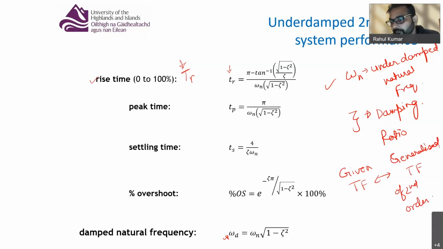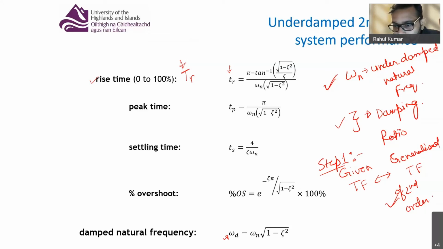Okay. So step number 1 for using these formulas would be to calculate the value of omega n and zeta by comparing the given transfer function with the generalized transfer function of second order. First find the values of omega n and zeta and then use the formulas to calculate rise time, peak time, settling time and all.